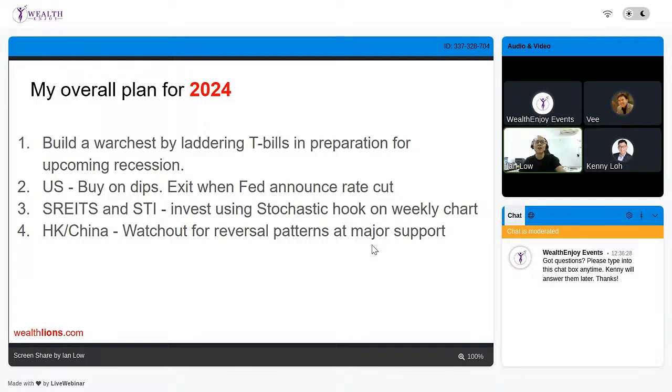As for REITs and Singapore, I will invest using the stochastic hook on the weekly chart. I did that, and I am holding mainly a lot of REITs by using the stochastic chart. I'm REITs heavy. Hong Kong and China: I entered at the early part of the year, and I have exited all my Hong Kong stocks by the end of the year. So now I have zero Hong Kong and zero China stocks. It's all gone. So that was how my war chest was built. Now I only have Singapore counters, local bank shares and Singapore REITs.